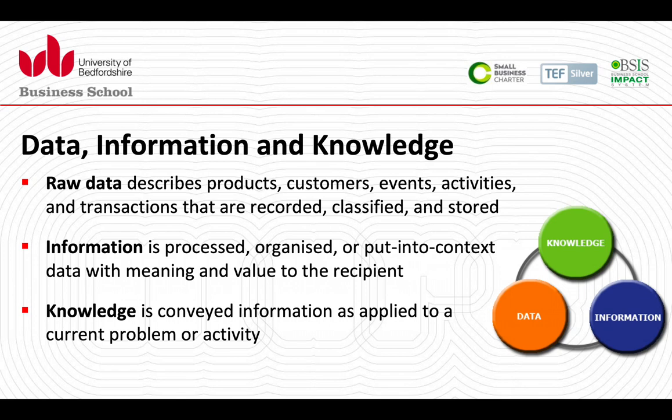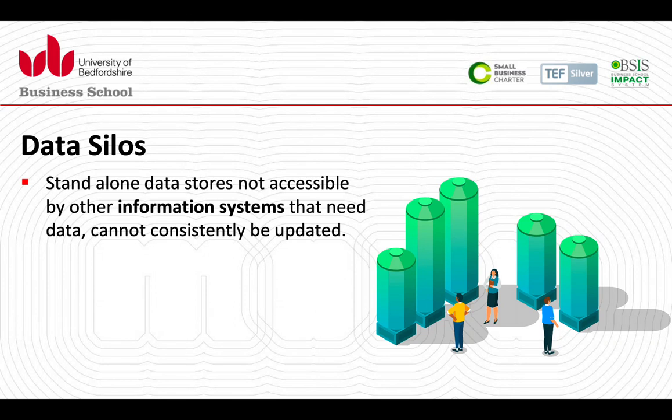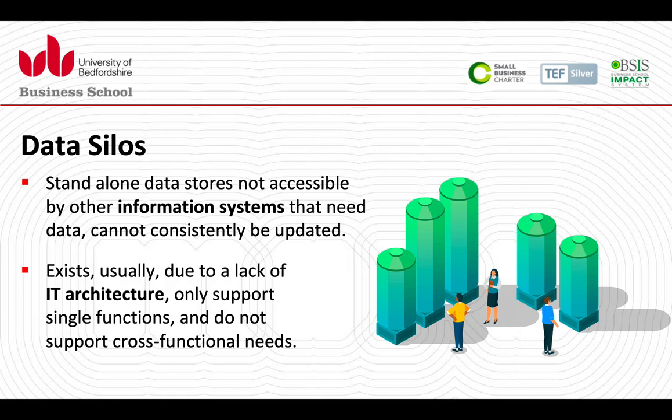So this is the different level of information which moves from operation to the different process and resources to manage. Data in different silos: we have huge data coming from different streams. Stand-alone data stores are not accessible by other information systems that need the data, and cannot be consistently updated. This exists usually due to a lack of IT architecture, which only supports a single function and does not support cross-function needs.